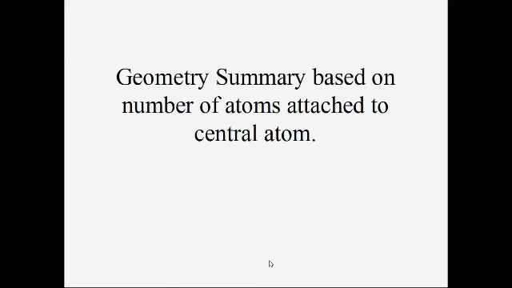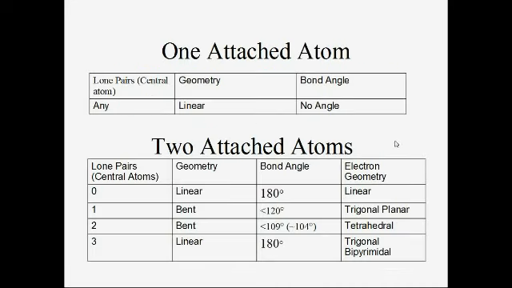Let's summarize it based on the number of atoms attached to the central atom. So if we have one atom attached to the central atom, that means we only have two atoms overall. Two atoms is going to be linear, and there's going to be no bond angle.